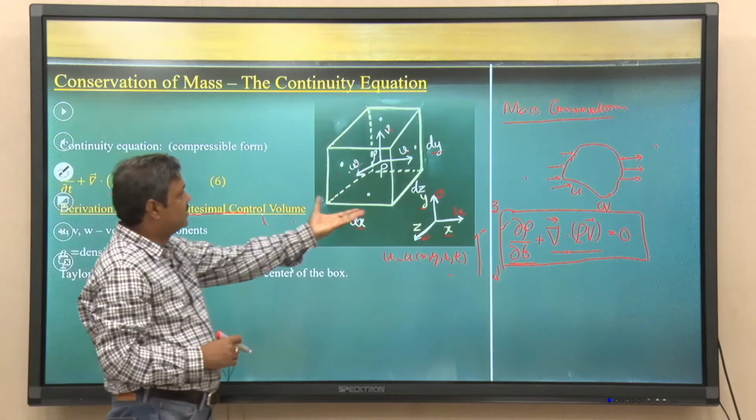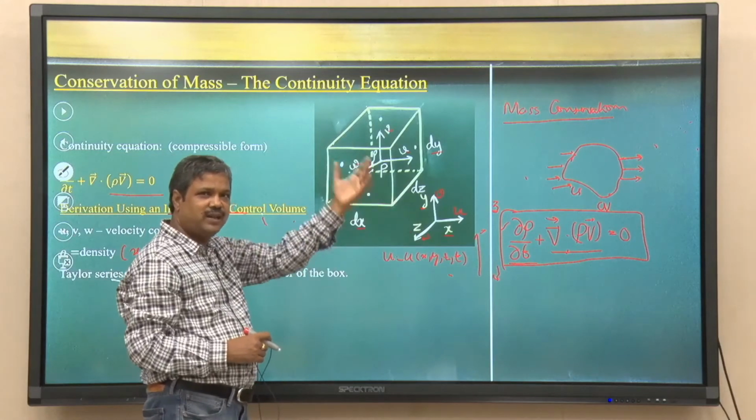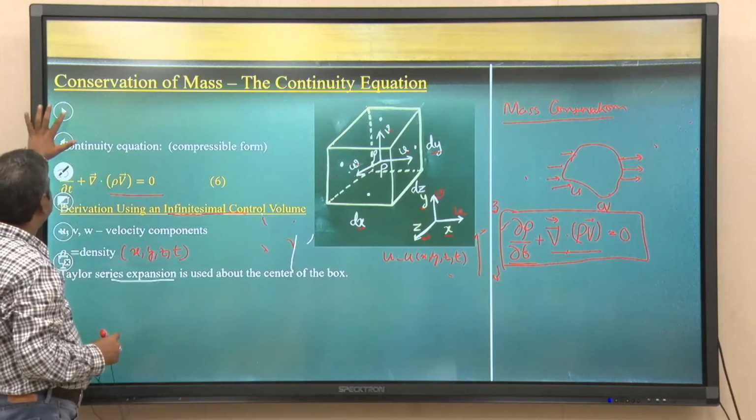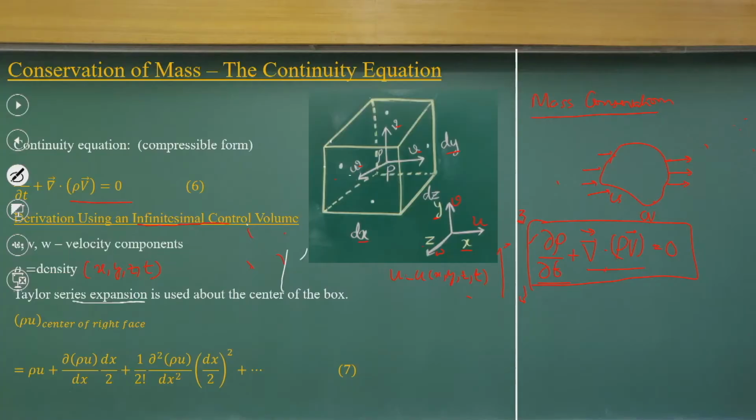So, if you look at this, it has 6 faces. For these 6 faces we are deriving this part. Now, if I put in a Taylor series expansion, I am looking at the mass flux, as you know. The mass flux is rho u into area, that is rho into q. That is what the mass flux is.